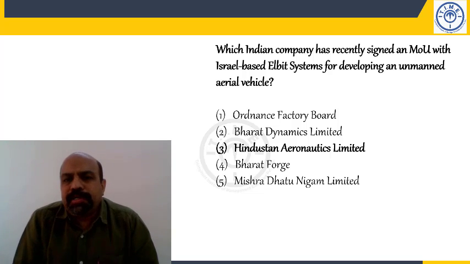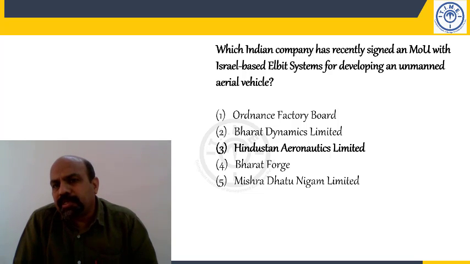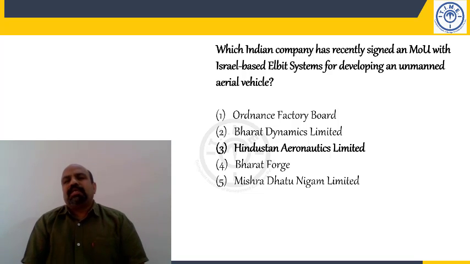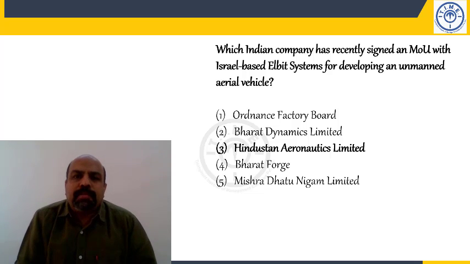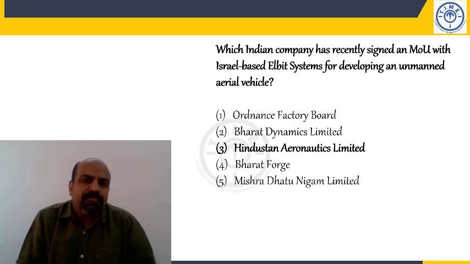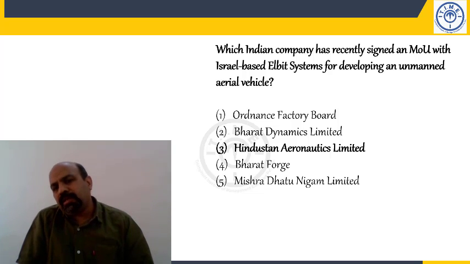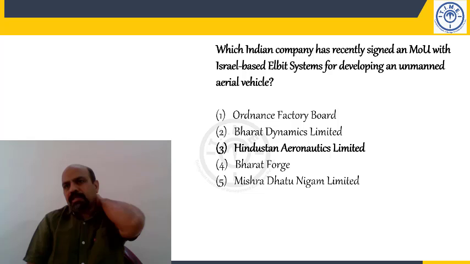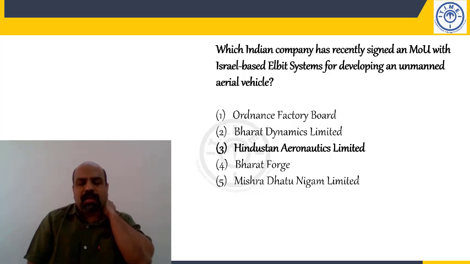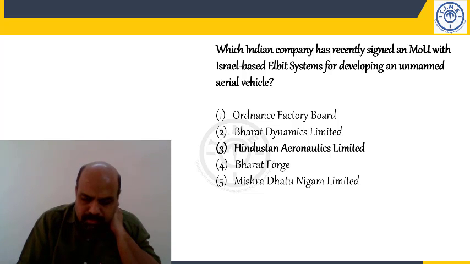Which Indian company has recently signed an MOU with the Israel-based Elbit Systems for developing an unmanned aerial vehicle, UAV? It's kind of a drone. The answer is HAL, and the chairman of HAL is R. Madhavan.